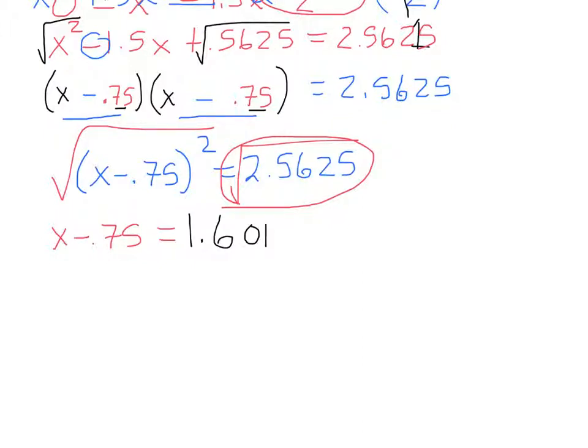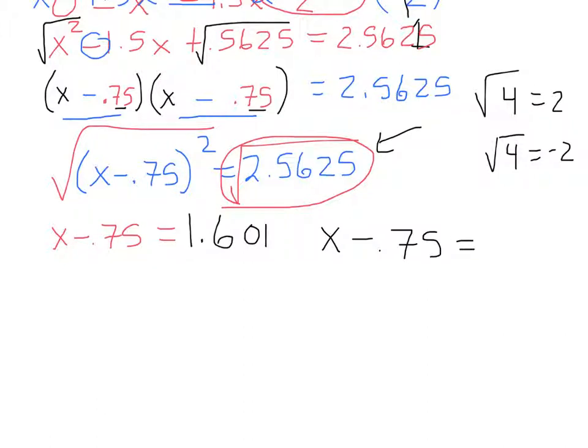So I'm going to write 1.601. I rounded up. Okay, but remember, for example, if I take the square root of 4, that's not just 2. The square root of 4 is also negative 2. So the square root of this is not just 1.601, it's also negative 1.601. So I need to rewrite the problem, x minus 0.75, and that equals plus or minus 1.601. And the reason that's good is because this is a second degree polynomial and it should get 2 answers. So I'll get one of the answers here and I'll get the other answer right here.